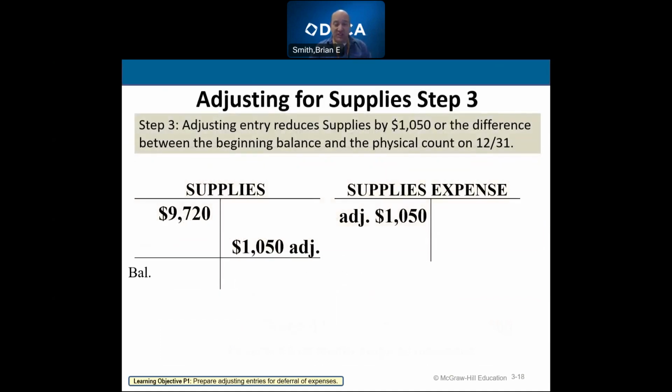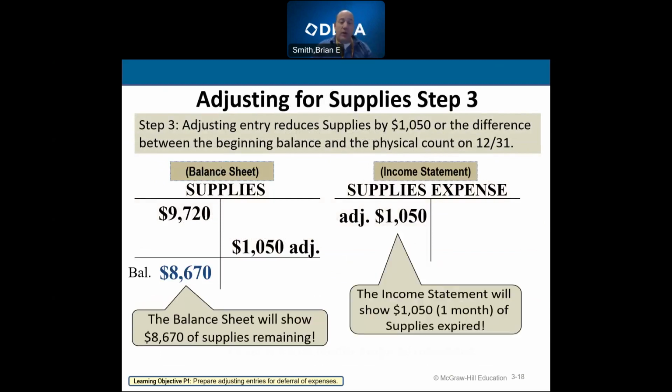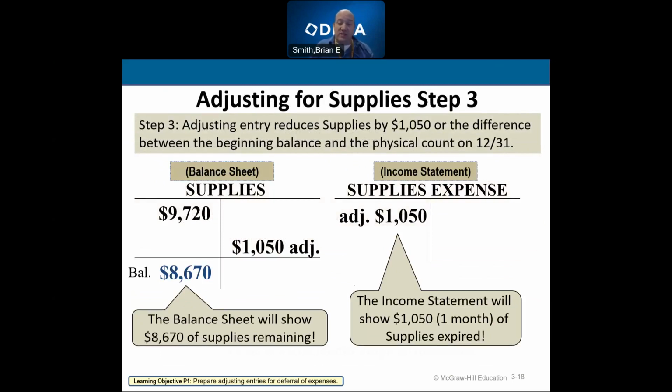So here's your T account. This is that line I was telling you that you should draw. Your balance is 8,670. Subtracting the 8,670 from the 9,720 should give you $1,050. So we're going to debit our supplies expense to increase that account by the amount we used. And our credit will go to the supplies account, which is the balance sheet account. And the supplies expense is the income statement.